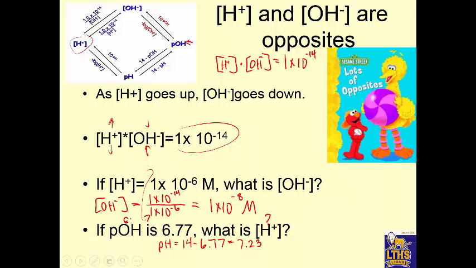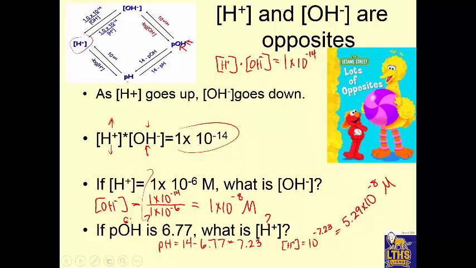How did I get that? Well, I was given pOH. I follow this arrow to get pH. But I'm not done because I want H plus. So now if I want H plus, I have to do hydrogen ion concentration. It's going to be 10 to the negative 7.23. And that gives me a small number, 5.29 times 10 to the negative 8 molar.